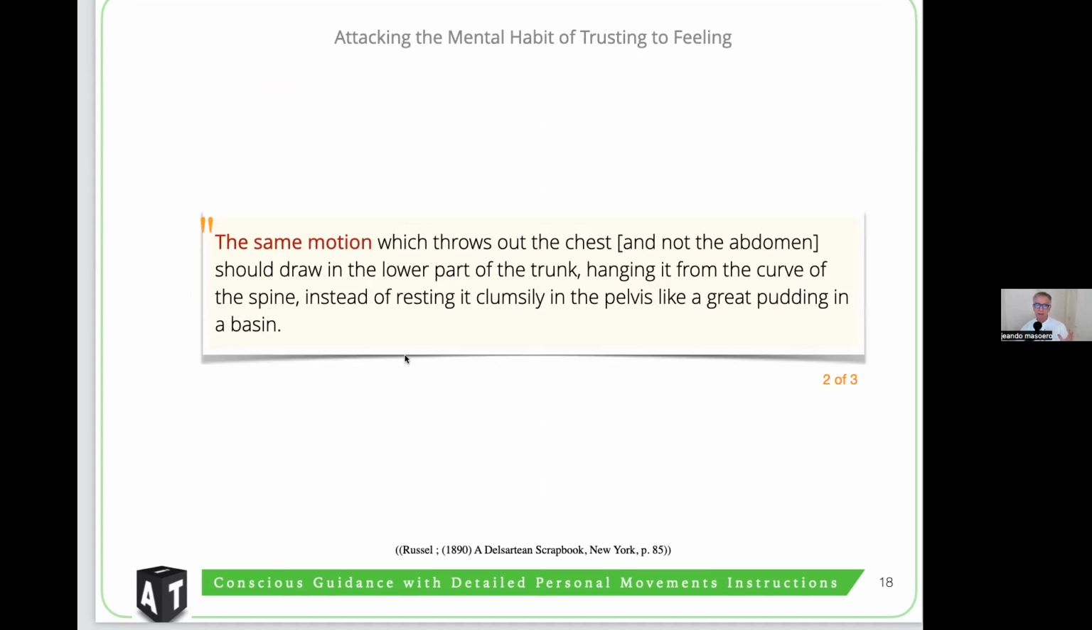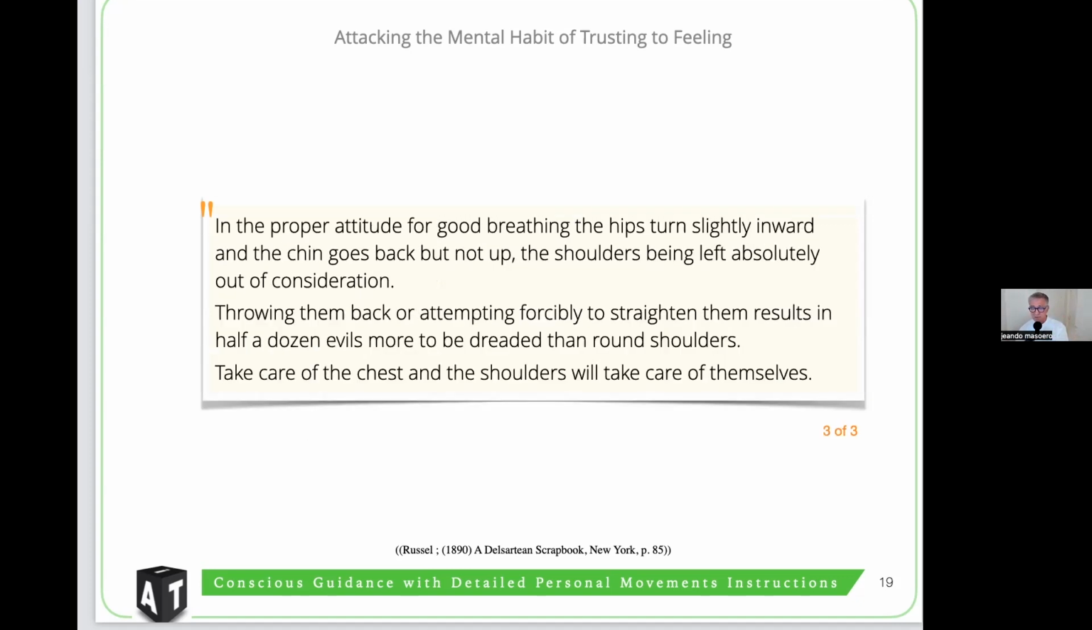understanding that you can start to analyze the lengthening of the spine as the result of the rotation of the different agents. One is the rib cage, the other one is the pelvis, as both are in fact linked rigidly with the spine. It's obvious that if you create the rotation of the rib cage and the spine, instead of resting it clumsily, well, you are going to lengthen the spine. And so this is exactly what I teach in the proper attitude for good breathing.